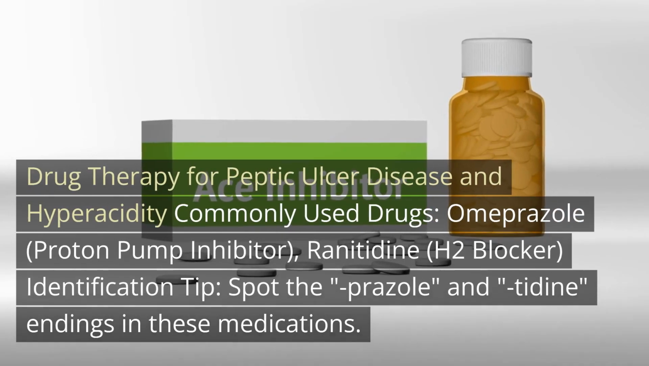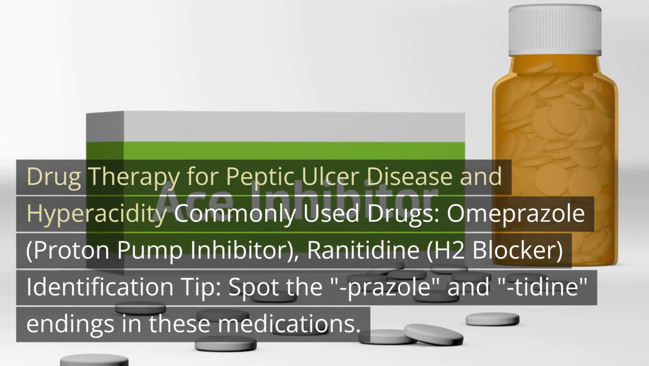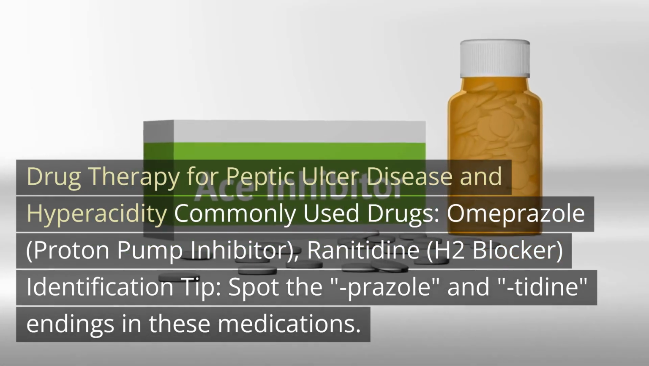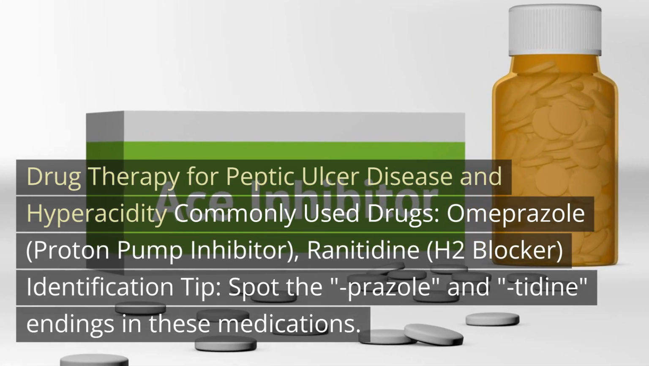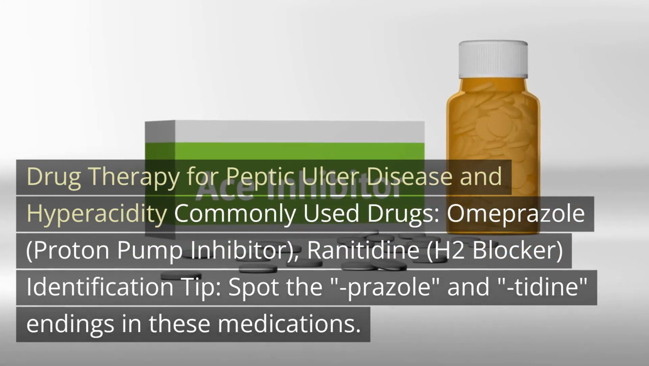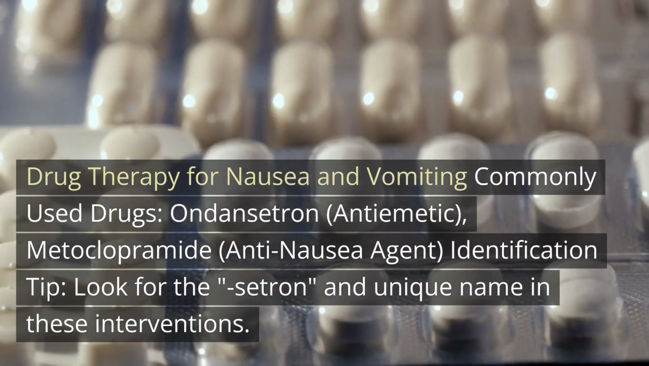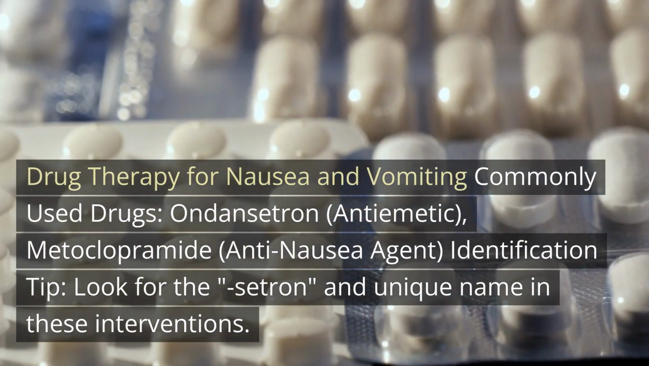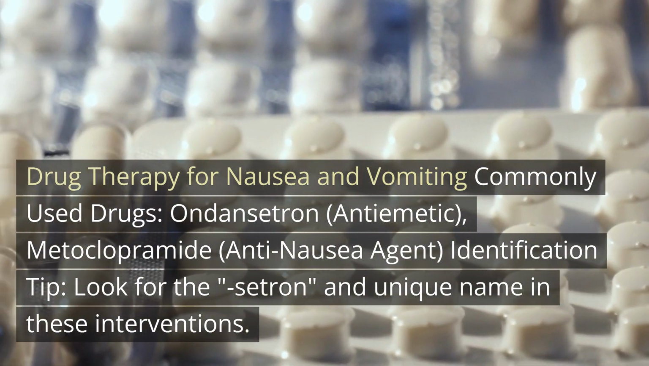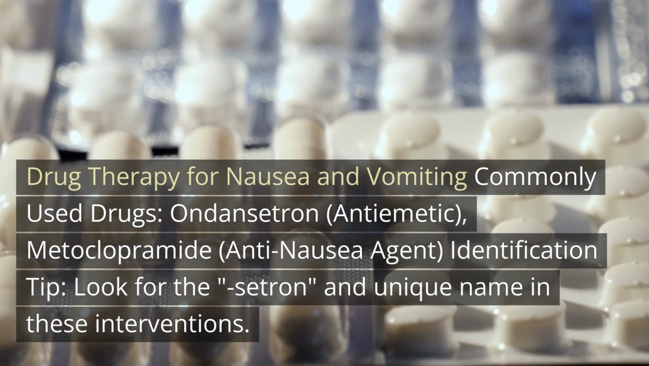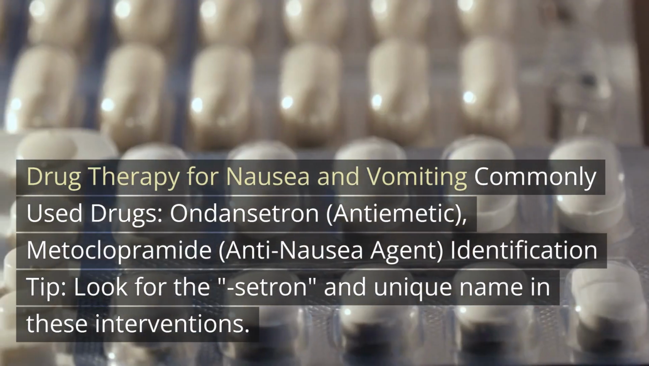Drug therapy for peptic ulcer disease and hyperacidity. Commonly used drugs: omeprazole, proton pump inhibitor; ranitidine, H2 blocker. Identification tip: spot the prazole and tidine endings in these medications. Drug therapy for nausea and vomiting. Commonly used drugs: ondansetron, antiemetic; metoclopramide, anti-nausea agent. Identification tip: look for the citron and unique name in these interventions.